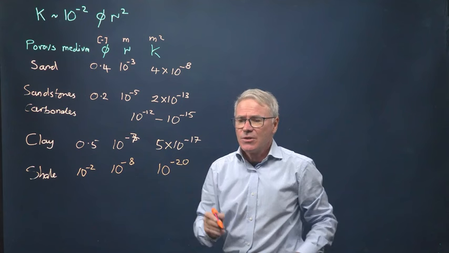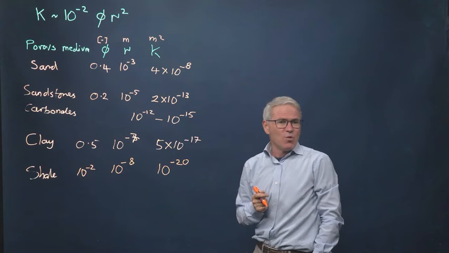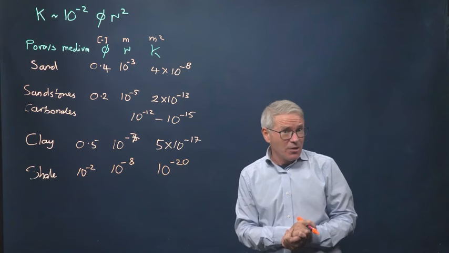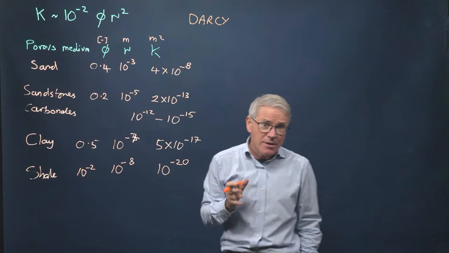Now, the problem with this, and of course this is one problem with SI units, is that they're all very small numbers. It's 10 to the minus something, and that's sometimes not terribly intuitive. So what we do have instead is the unit of a Darcy, named after Darcy, of course. Now, the problem with the unit of a Darcy is that it was first introduced in the 1930s.